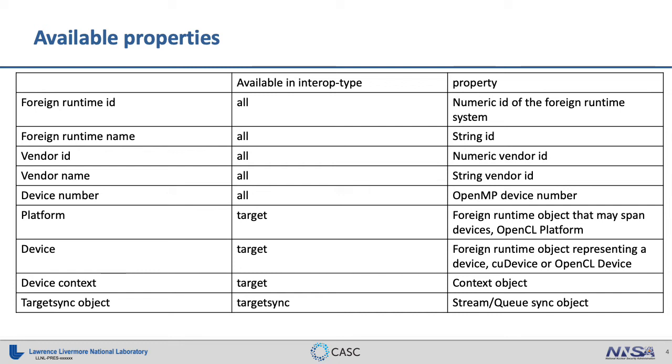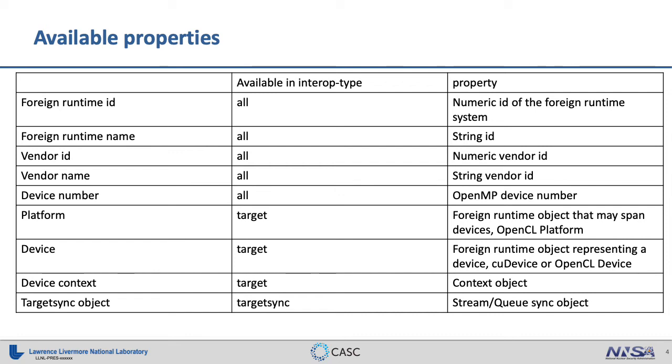Last is the target sync object. We already saw an example for this. That is a stream or a queue or maybe even a TBB group. It's some kind of synchronization object that you can use to access that native system and interact with it and have it work correctly with your OpenMP task graph.